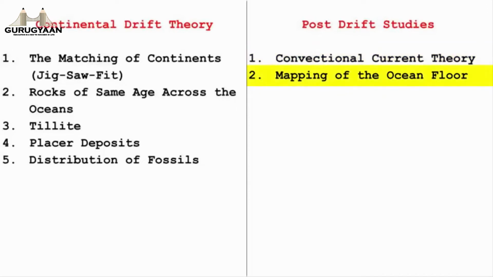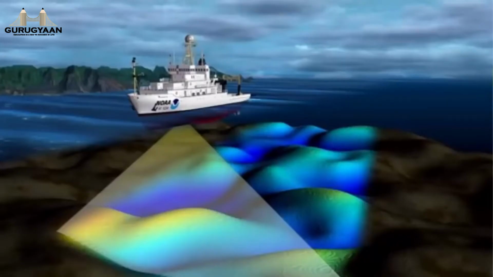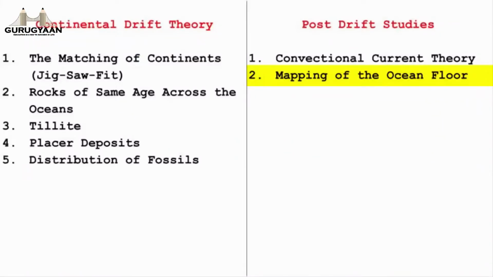And the second point in post-drift theory is the mapping of ocean floor. When the ocean floor was being mapped, scientists saw that the ocean bed is not a flat piece of land. It has similar terrain, an uneven surface, just like we have on land. This was an astonishing finding.